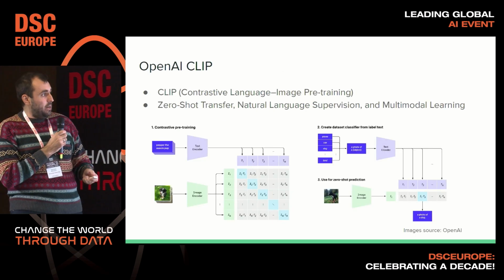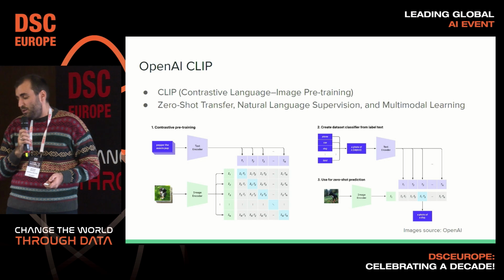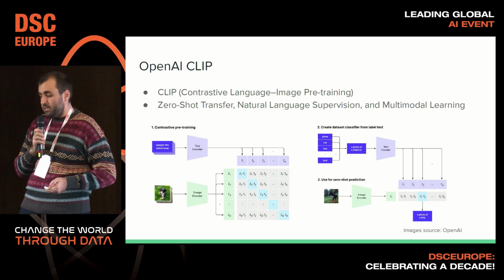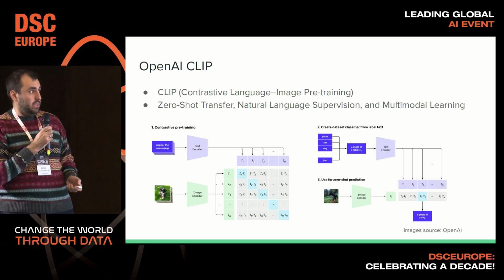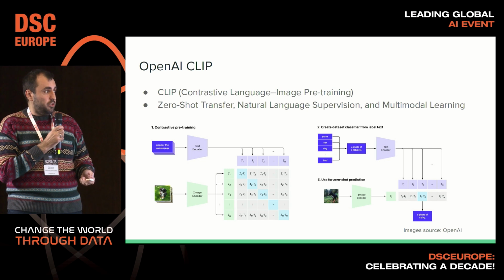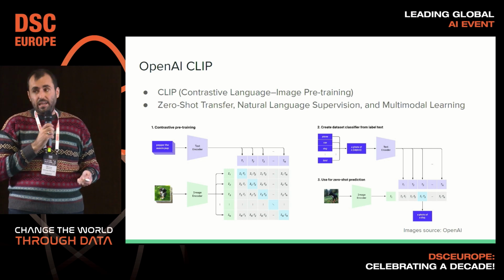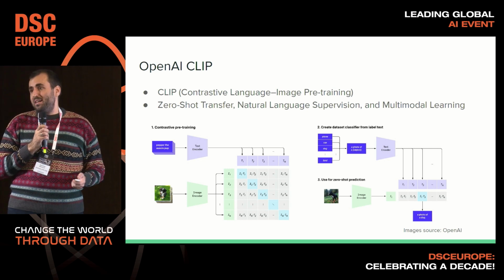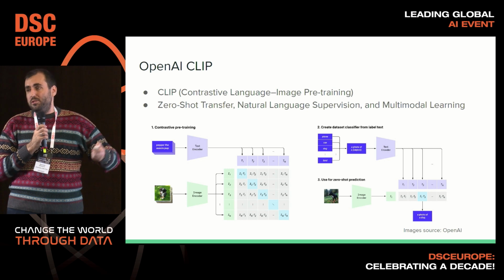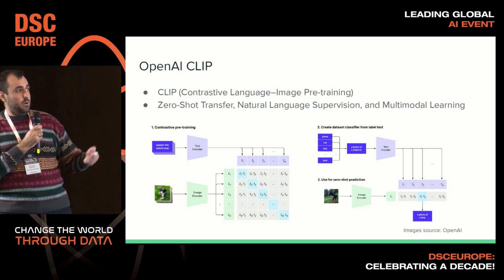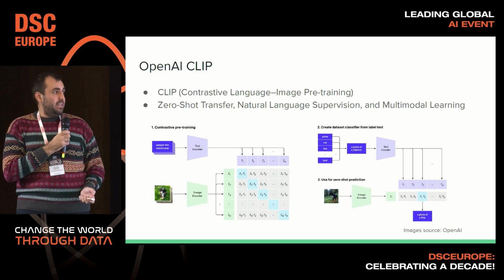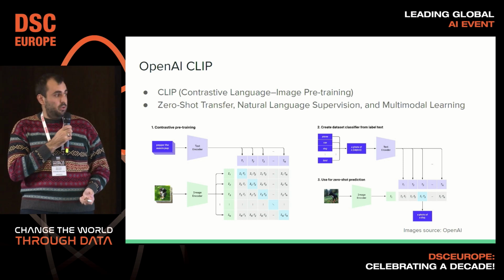Okay, a little bit about CLIP. CLIP is one of the most popular models that uses zero-shot learning. CLIP is short for contrastive language image pre-training, which, now that you know what contrastive is, what language image is, and what pre-training means, is very easy to understand in terms of what it wants to do.